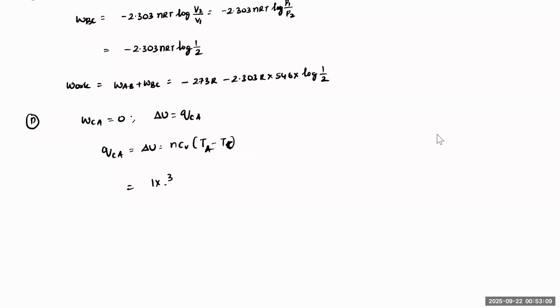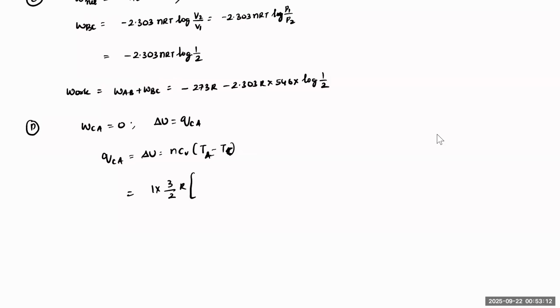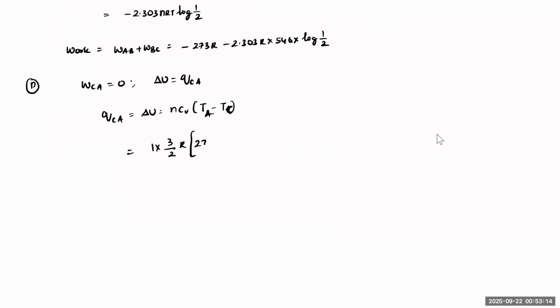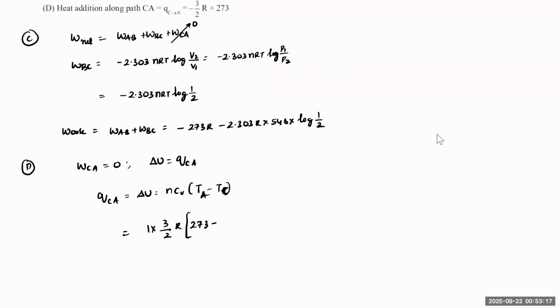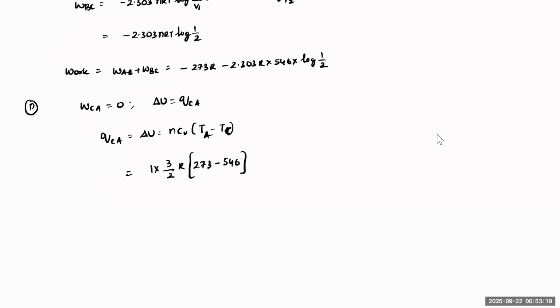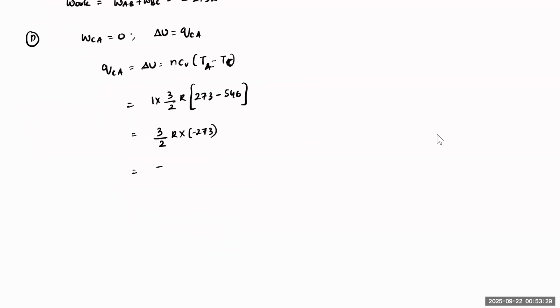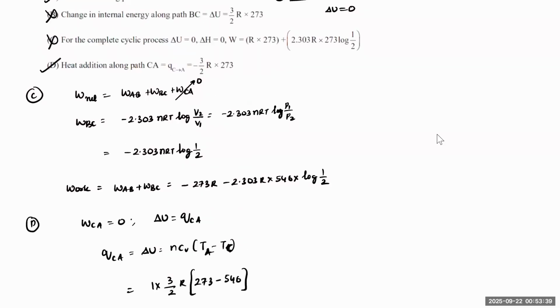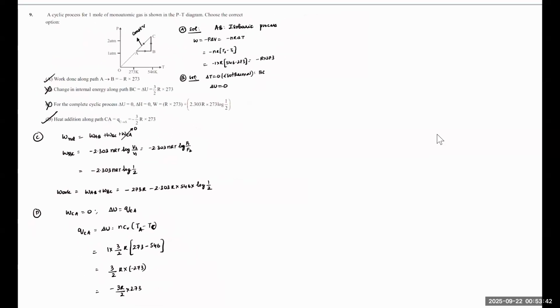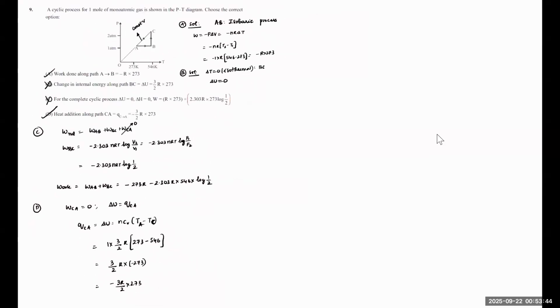So it is 3 by 2 R into A temperature, which is 273, minus C temperature, which is 546. So that is equal to 3 by 2 R into minus 273. Correct? So this much. See the option here. That is what is given: minus 3R by 2 into 273 joules, or whatever the units are. So C is correct here. Please notice. Any doubt in the question, let me know.